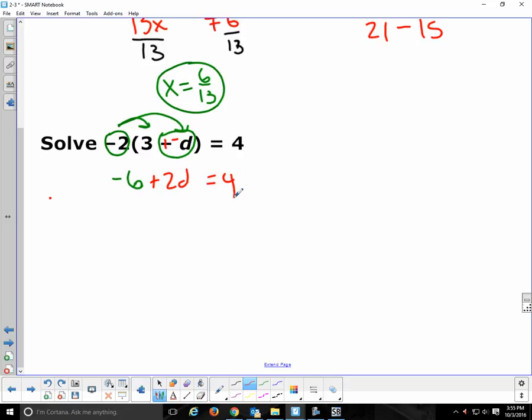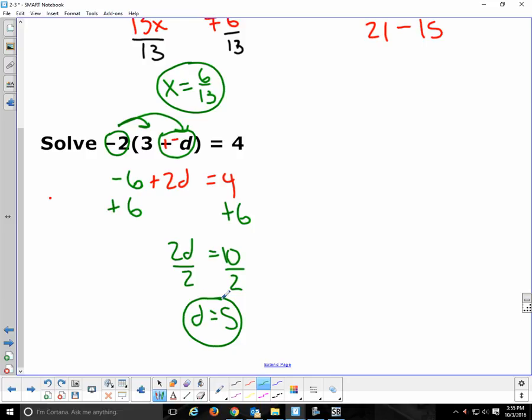Those are very, very festive colors. Again, I want this to become 0. So I'm going to add 6 to both sides. We get 2d equals 10. Divide is the opposite of multiply. D equals 5. We're getting more difficult. More steps require you to be more careful and more places to make mistakes. So be careful with these.